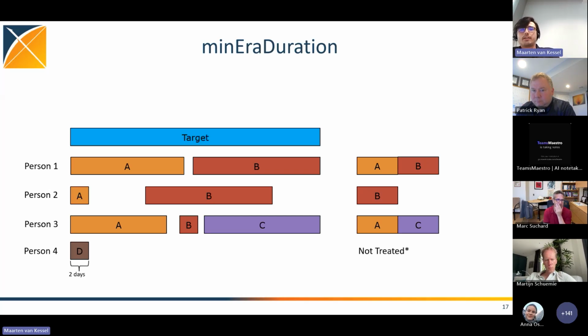And for person 4, we actually deem it as not treated. So there is an asterisk there because the analysis says it's not treated, but this person may very well be treated. Also, what's very important to consider is that this person is not treated for the specific medications that you look at. So they might very well be treated for something that you're not even looking at.